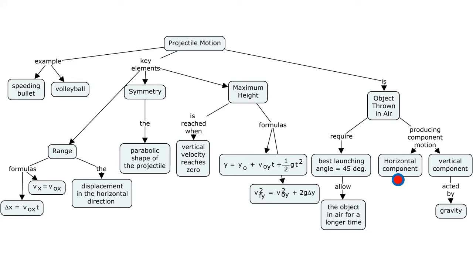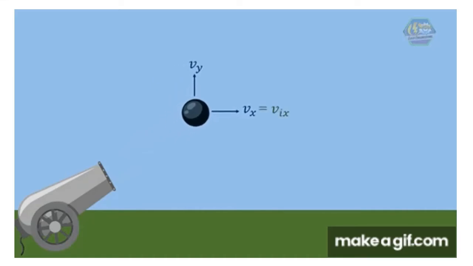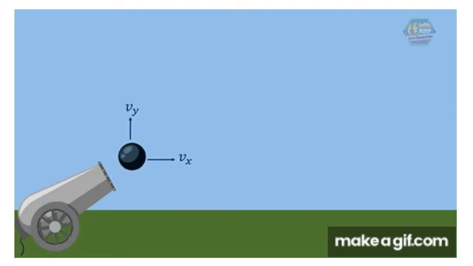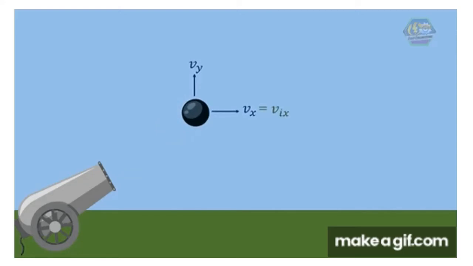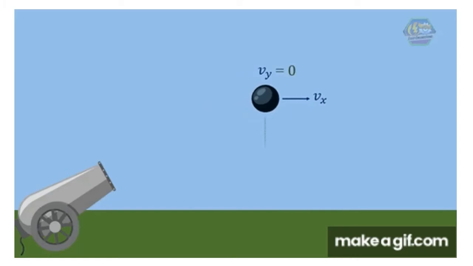A projectile motion is produced by a moving object in air, producing two component motions, and these are the horizontal component and the vertical component. The vertical component of that moving object in air is always acted on by what we call the force of gravity. Let us consider the motion of the object and its two components. First of all, the path that the object travels, which creates the parabolic motion, is called the trajectory of the projectile motion.